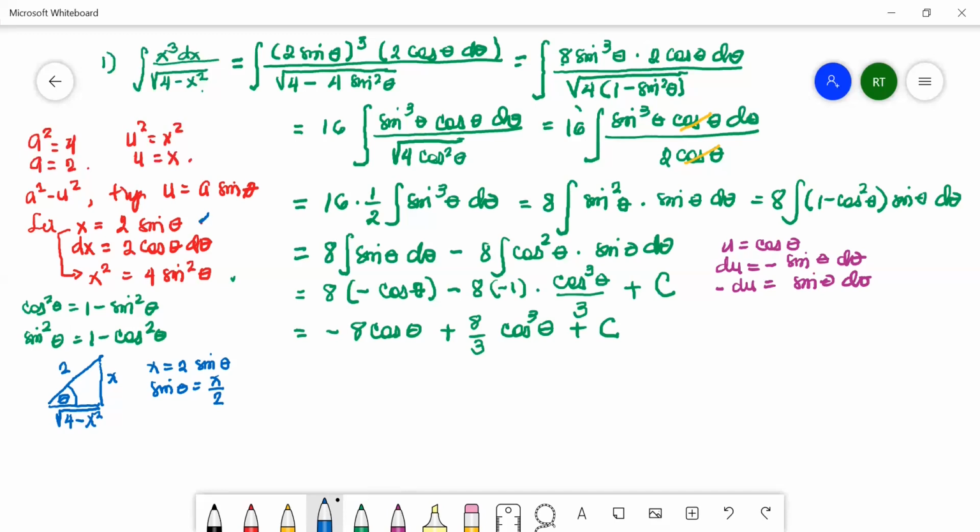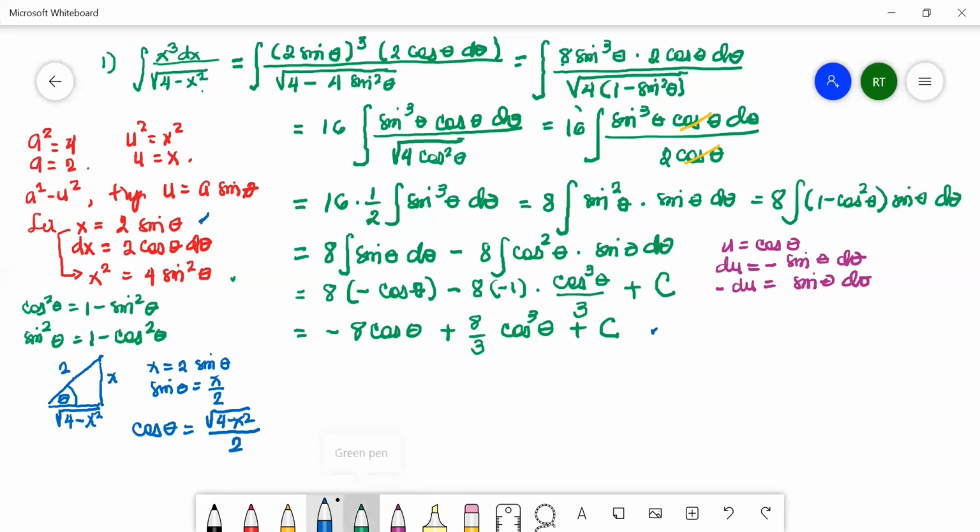Now, please take note that in the integrand, we have cosine of theta. Therefore, we have to express cosine of theta in terms of the original variable x by referring to the right triangle. And cosine of theta by definition is equal to the adjacent side over the hypotenuse. Of course, the adjacent side is square root of 4 minus x squared, and the hypotenuse is equal to 2.